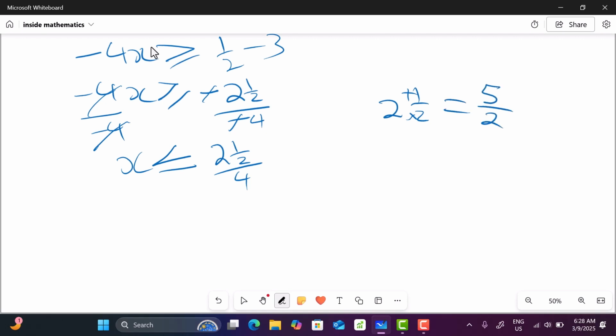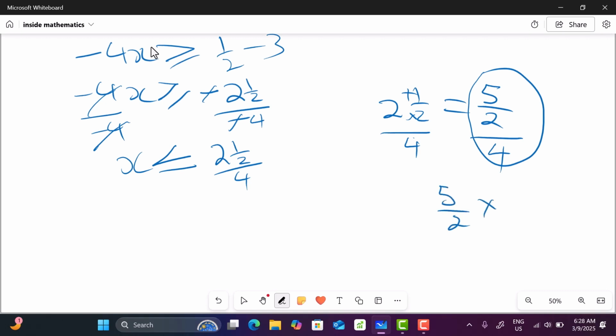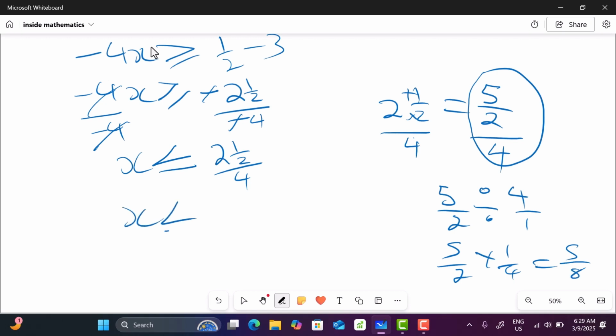So if it is 5 over 2, we are dividing again by 4 here. It will be 5 over 2 divided by 4 over 1, which is 5 over 2 times 1 over 4, which is nothing but 5 over 8. So x is less than or equal to 5 over 8.